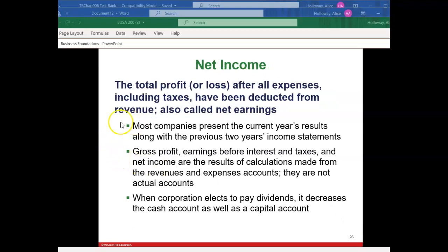Net income is the total profit or loss after all expenses, including your taxes, have been deducted from the revenue, also called your net earnings. Most companies present the current year's results along with, say, 2 years of income statements. Gross profits, earnings before interest and tax, and net income are all results of calculations made from the revenues and expenses accounts. But they're not considered actual accounts. So you have to simply understand what net income is as it relates to these expenses in accounting.